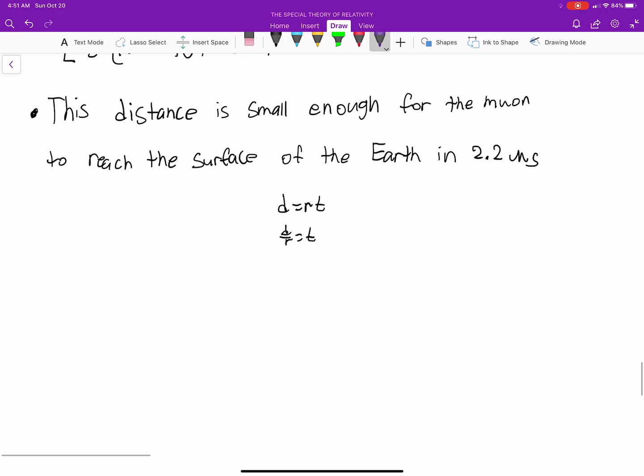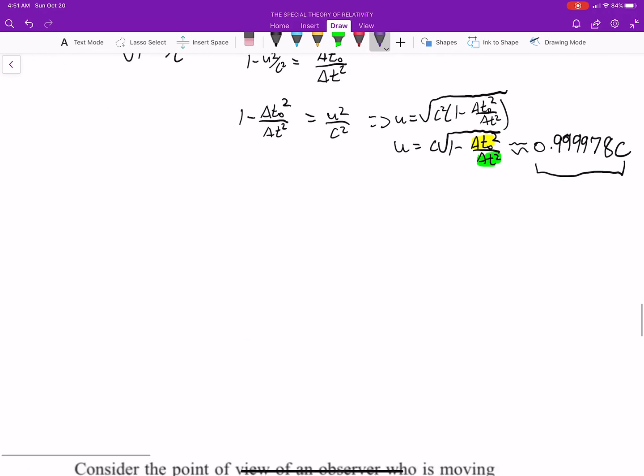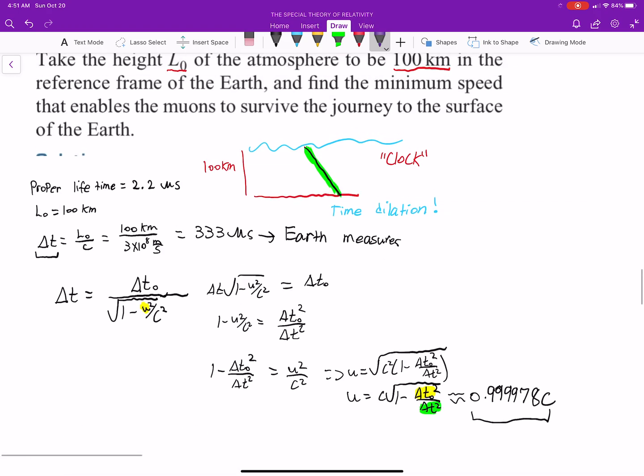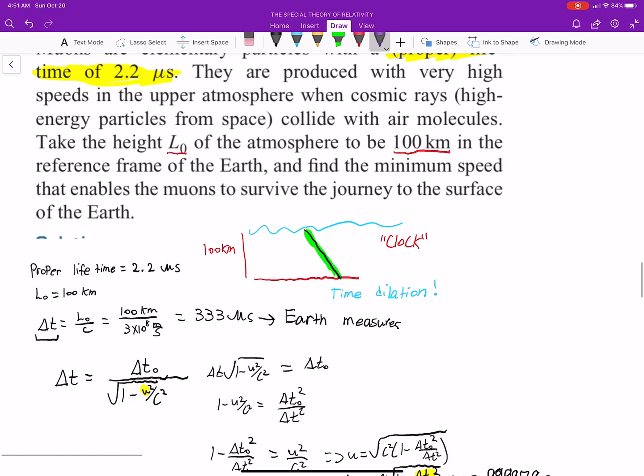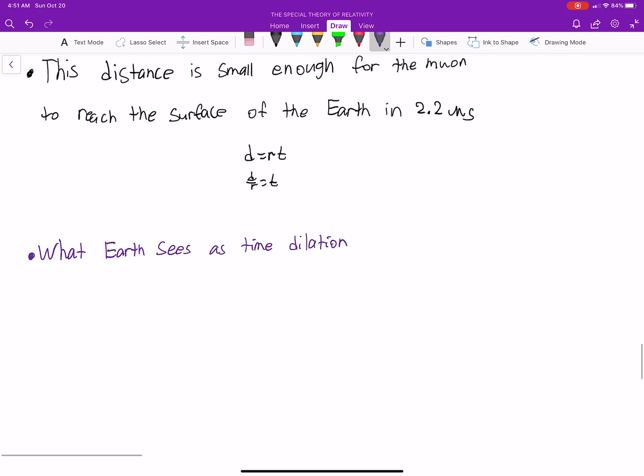Now, I'm going to do this in a different color because I think it's important. What Earth, from Earth's perspective, sees as time dilation, that's from Earth's perspective. If you remember, we saw that there was this proper time, but that's not the time that we measure from Earth. So Earth will see time dilation, but the muon sees length contraction.